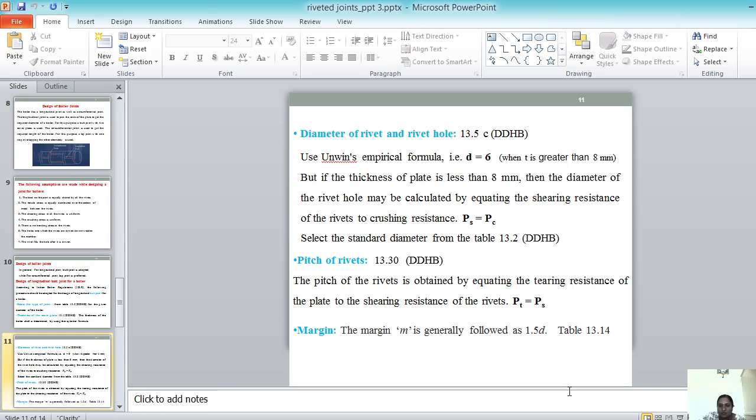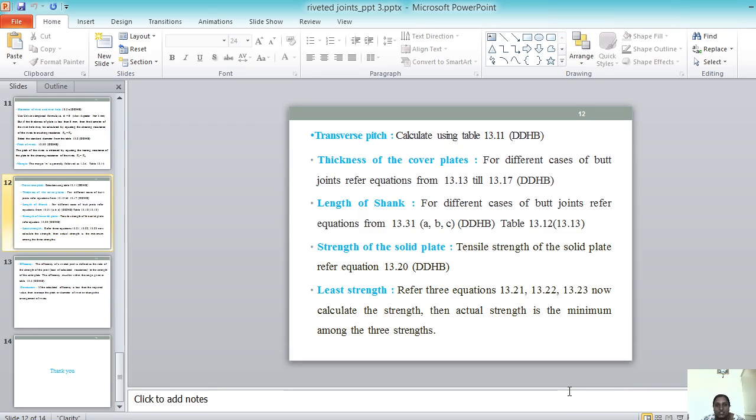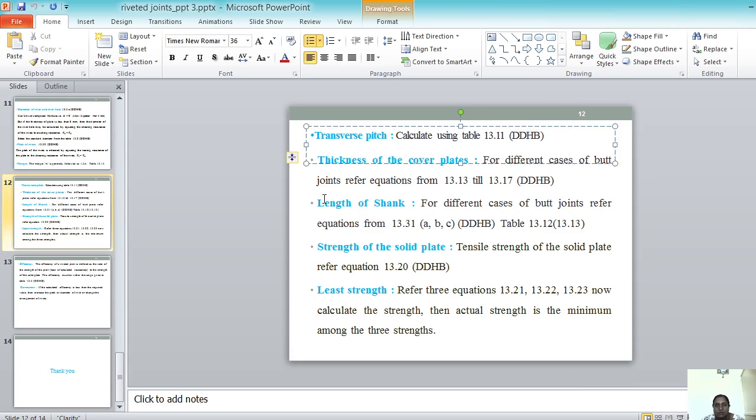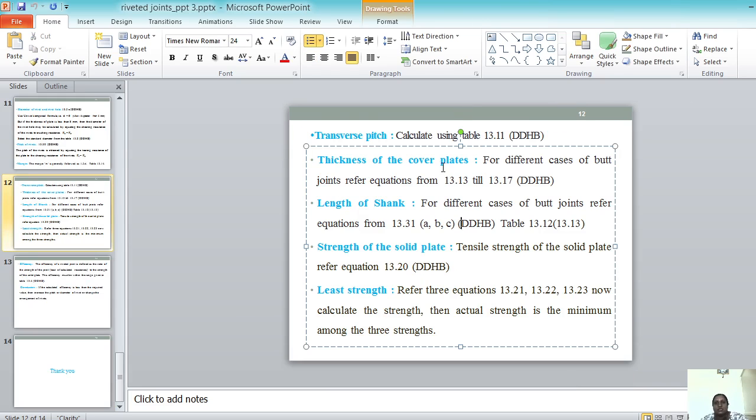Next, transverse pitch. Go with the table. Thickness of the cover plate: here, you can go with the equation. 13.13 is the equation; 13.13 to 13.17, there are 4 equations for different cases. We need to study cover plates. For different cover plates, all the equations are available in the design data handbook. You have all the inputs T, D, P and all the inputs based on the problem given.